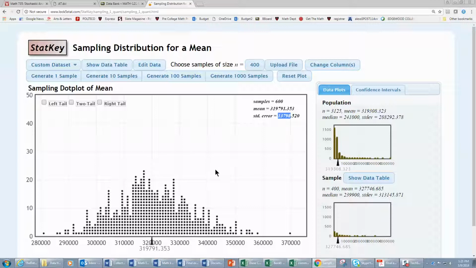So again, to do this in StatKey, just edit the data, put in the data, choose your sample size, and you're all set to go. If you can get some practice with this, that will make things go more smoothly in class. I hope this is useful.